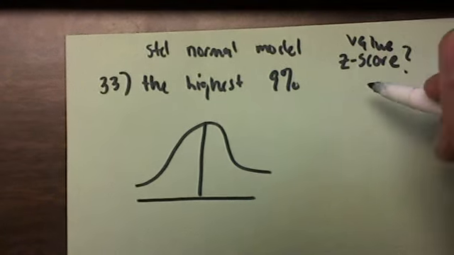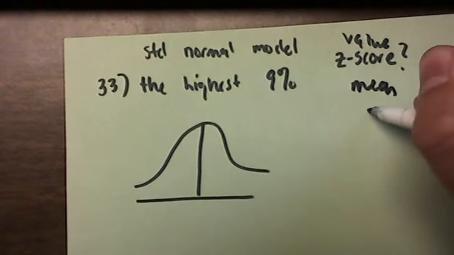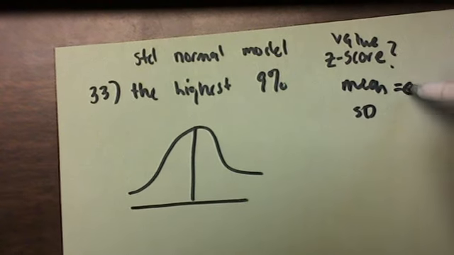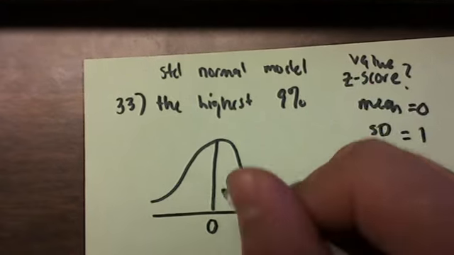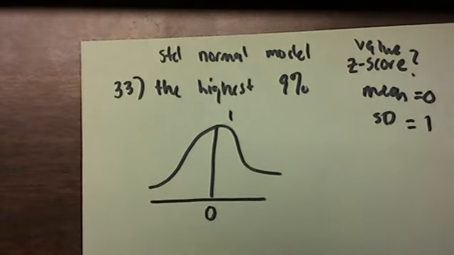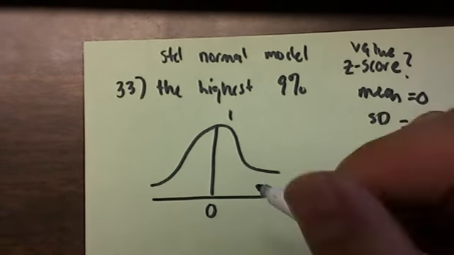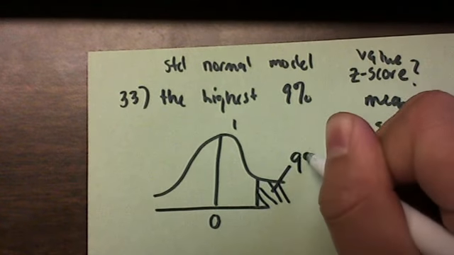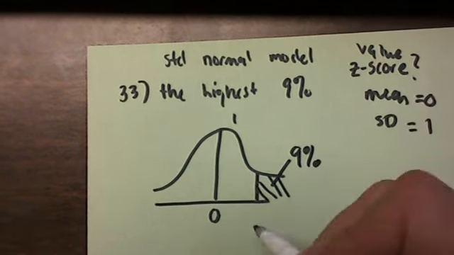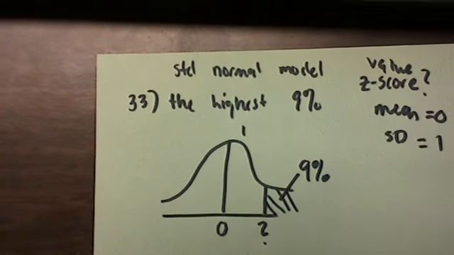Now again, a standard normal model always has a mean of 0 and a standard deviation of 1. So this is the 0, this is the 1. Question 33 is asking us for the highest 9%. So that means this is the top 9%. They want you to find this value.